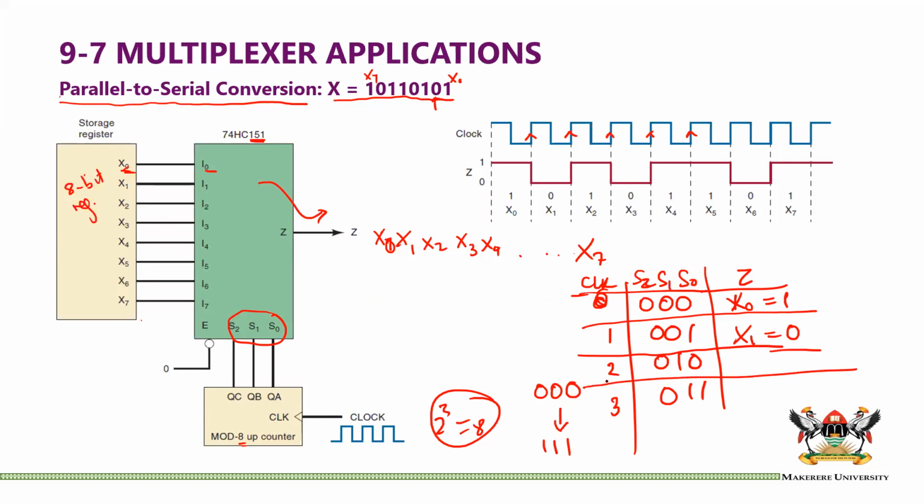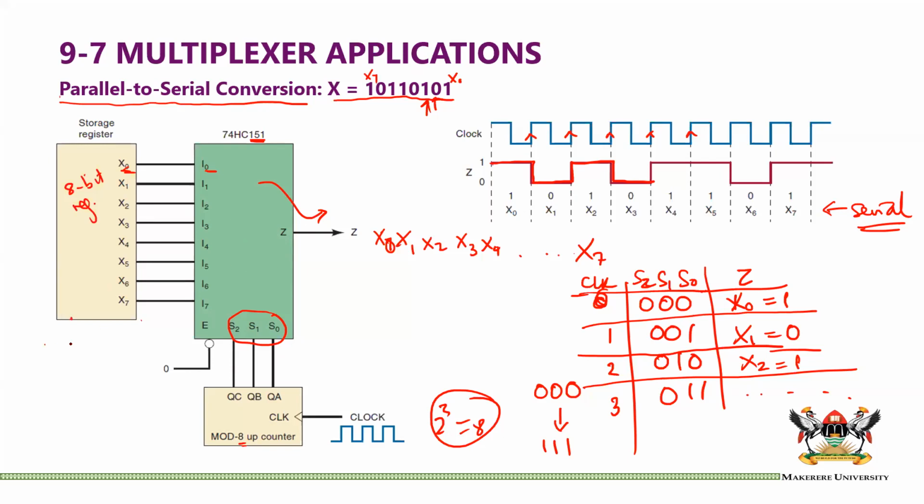And then the next value is 1, which is X2 is equal to 1, and so forth. Because X0, X1, X2 are coming out one at a time, that becomes a serial value. So you can see that our output Z is 1, 0, 1, and this is in serial. This is how you can convert your parallel signal into a serial signal.